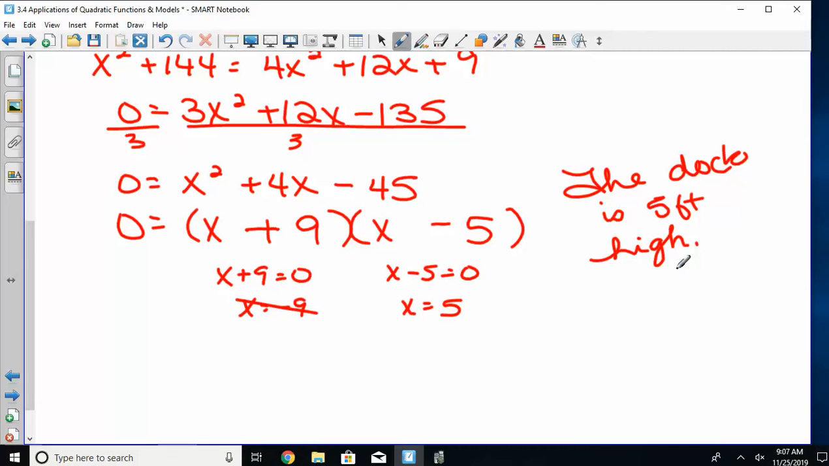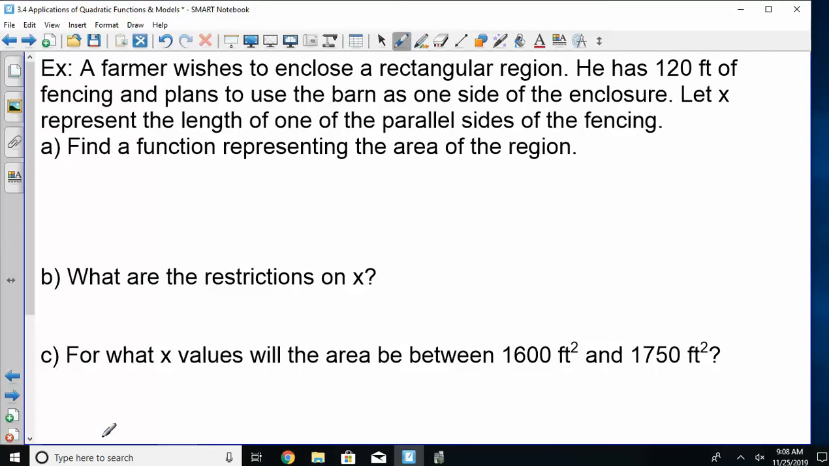Questions? Let's switch gears just a little bit. There's a problem very similar to this on the Map Excel. And I wanted to run through it and make sure we knew what we were doing.